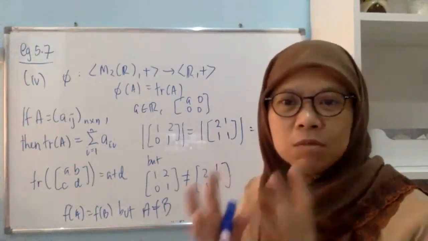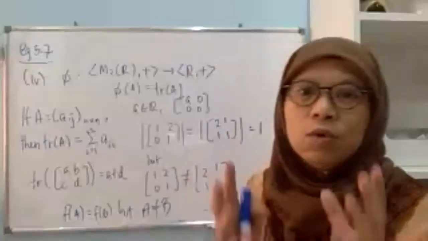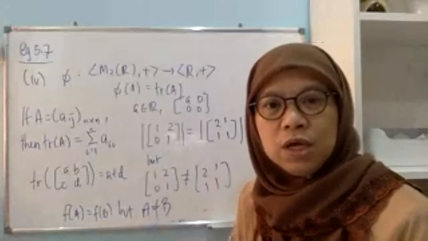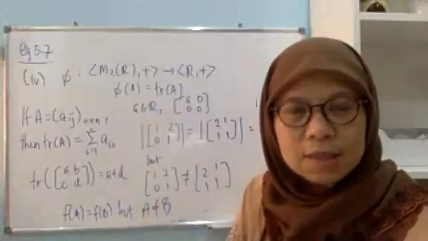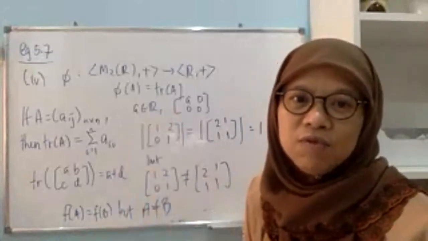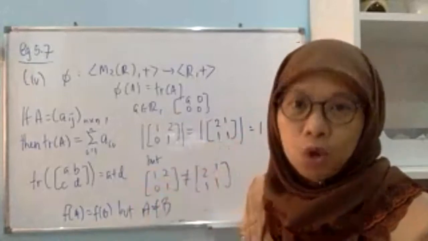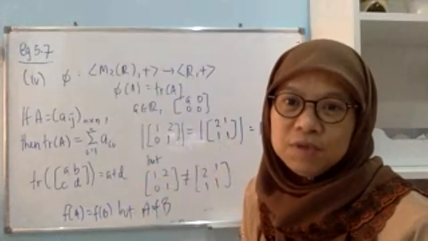So you have to check homomorphism, yes or no. You have to check one-to-one, yes or no. You have to check onto, yes or no. If the answers are all yes, then it is an isomorphism. If any one of those answers is no, then it is not an isomorphism.